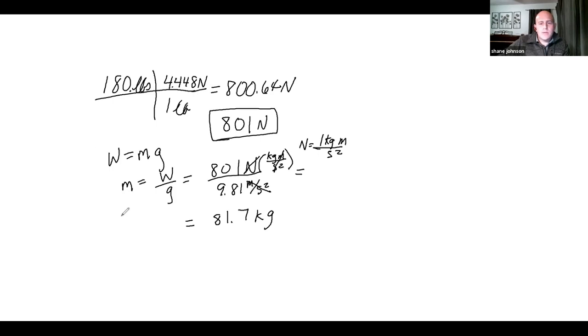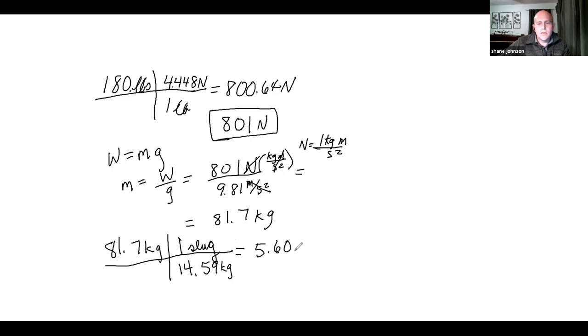So that's helpful. But what if I wanted to then convert back to mass in slugs? It's not typically used in the United States. We don't really use slugs, but that's what it is. And if you wanted to, you could. So let's go ahead and do that. So this is 81.7 kg. And in 1 slug, there would be 14.59 kg, which would be 5.60 slugs. Okay, so this is nice. I have a nice round answer.